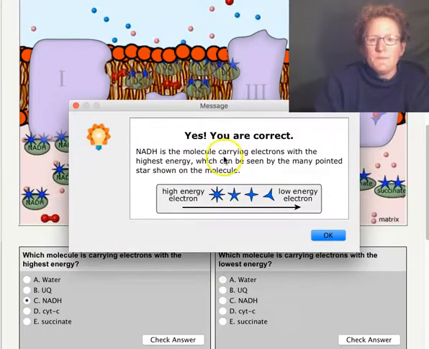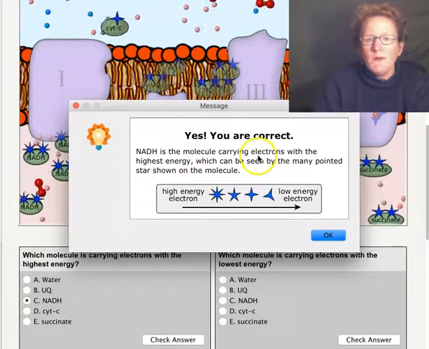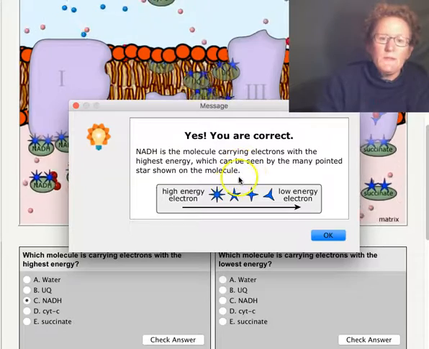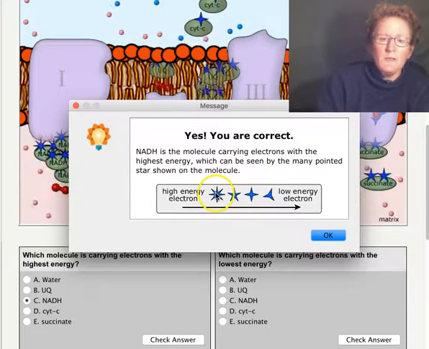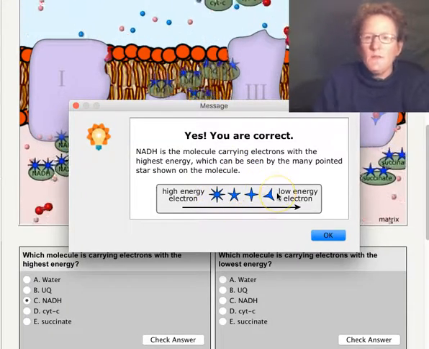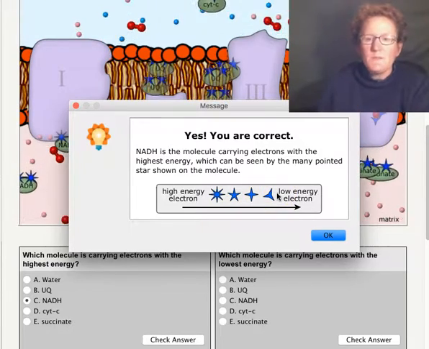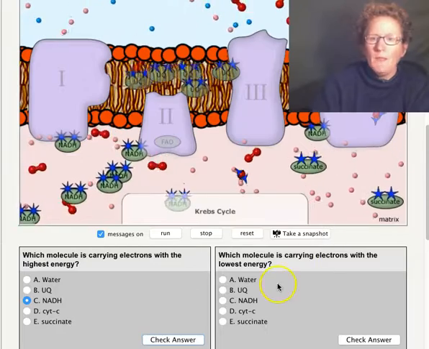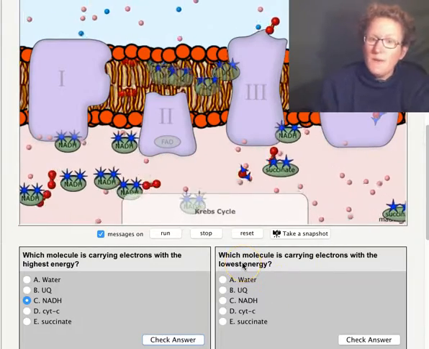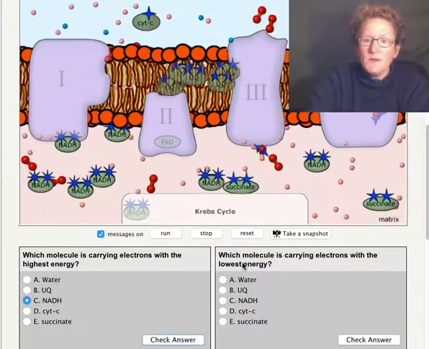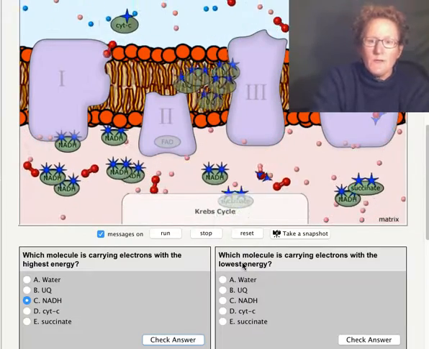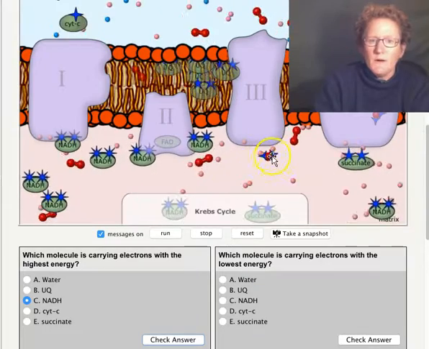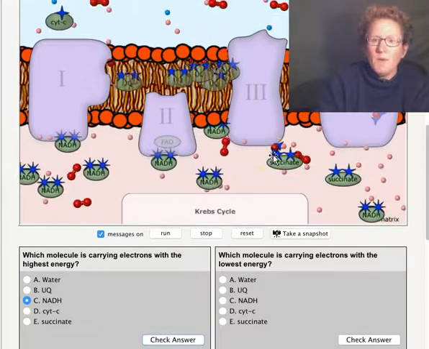We're correct. NADH is the molecule carrying electrons with the highest energy, which can be seen by the many pointed stars. So here's our high energy electron, and later down the electron transport chain, you're going to see some lower energy electrons, which the next question is about. Which molecule is carrying the electrons with the lowest energy? So we're looking for these very low energy electrons here that only have 3 points.